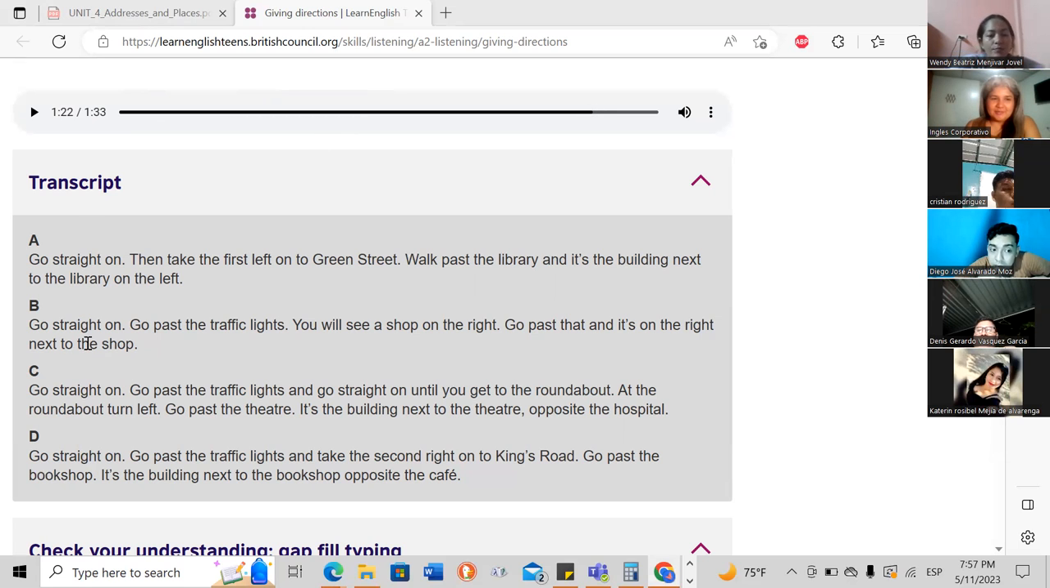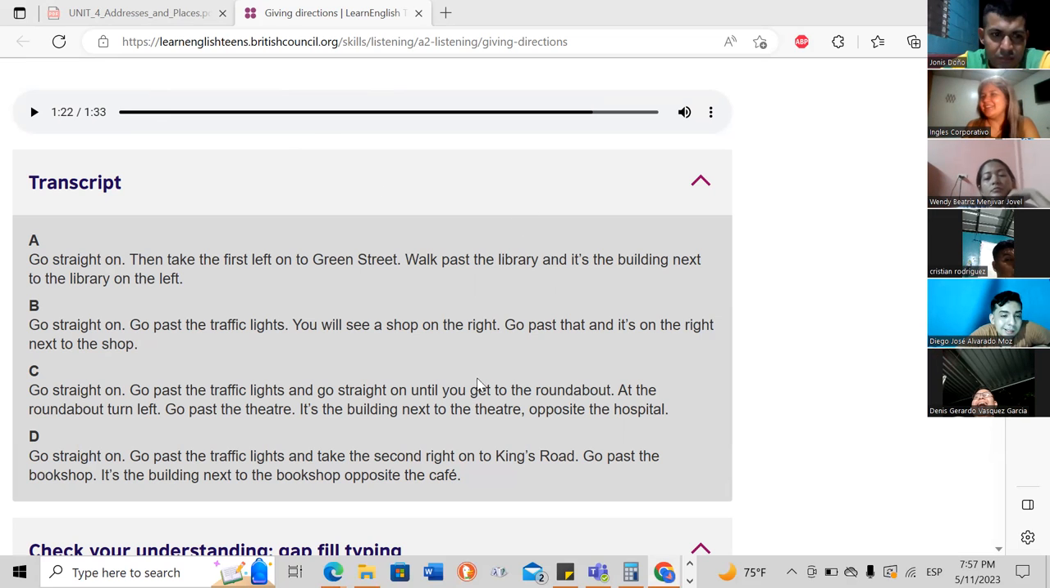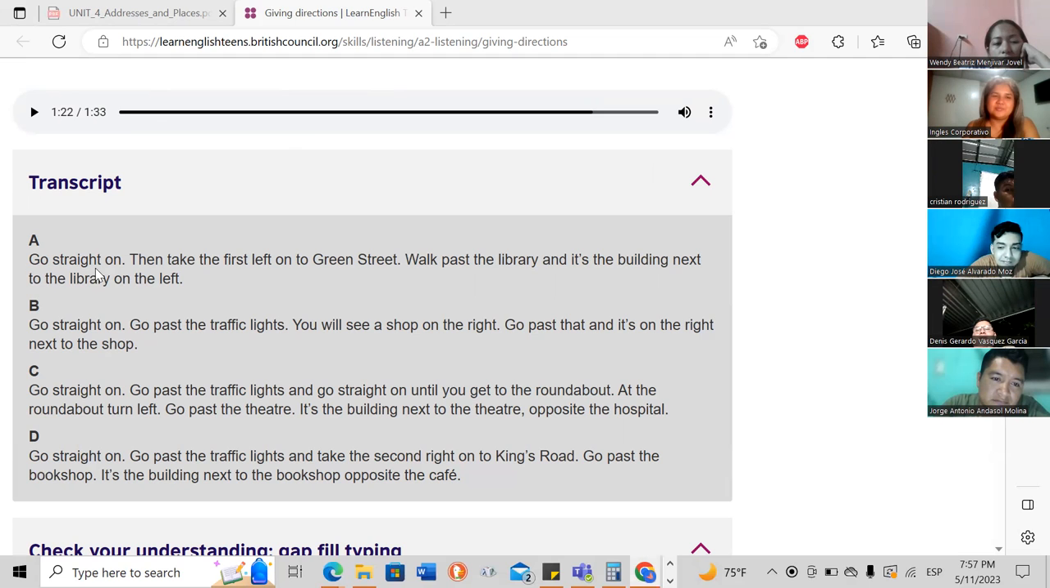Okay. Very good. Who wants to read the letter A? Try to imitate the sound. Johnny, go ahead, letter A. Okay. Go straight on. Take the first left on the green street. Walk past the library and it is the building next to the library on the left. Okay, very good. Thank you.